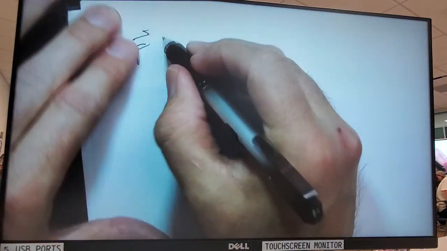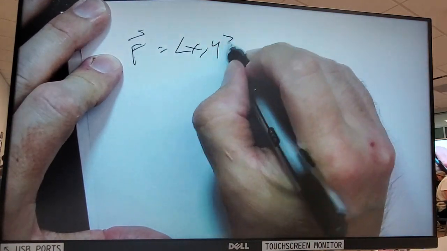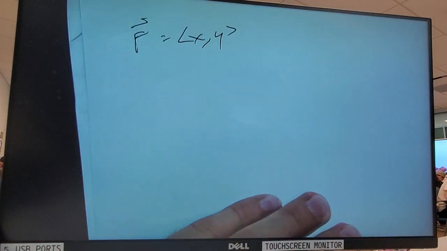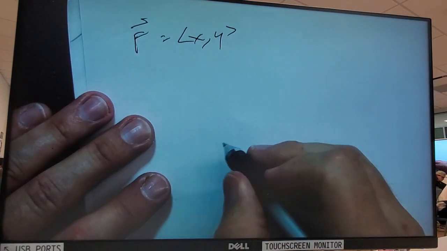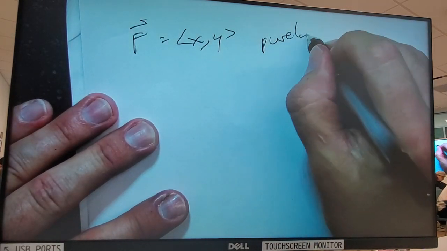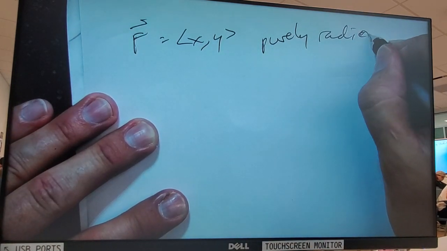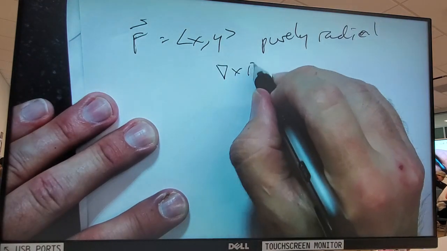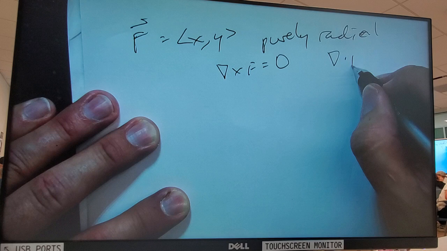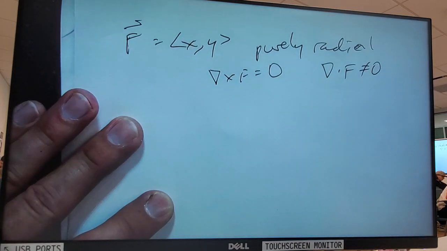All right, so here, just to give you a couple of concrete examples, and next time I'll show you some pictures of these. This would be purely radial. So this one's curl would be 0, but the divergence would not be 0 for sure.